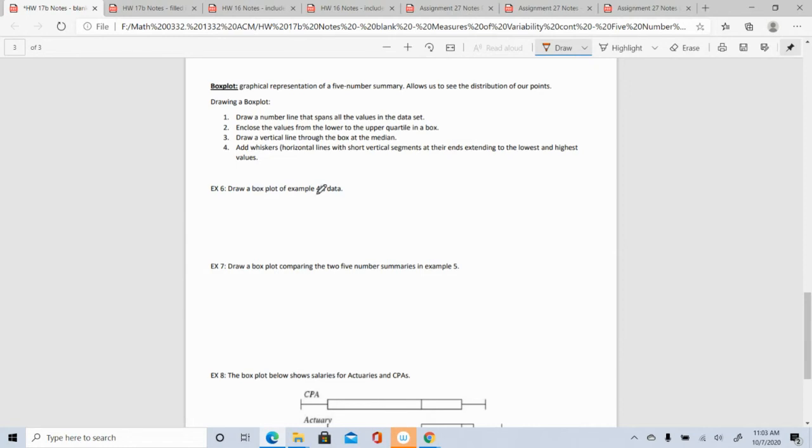Okay, so box plot. It really allows us to see the distribution of our points. In other words, where exactly is the middle of it, what is the range of everything from least to greatest, and where are the important parts of it. So we're going to be using the 5-number summary to draw a box plot. It says right here, to draw a box plot of example 4's data.